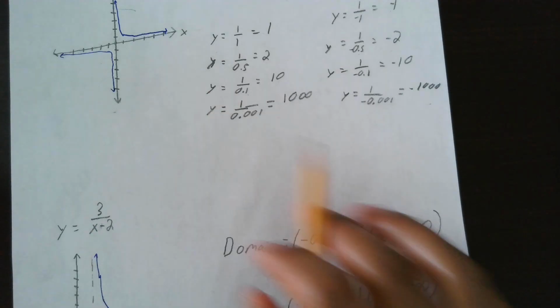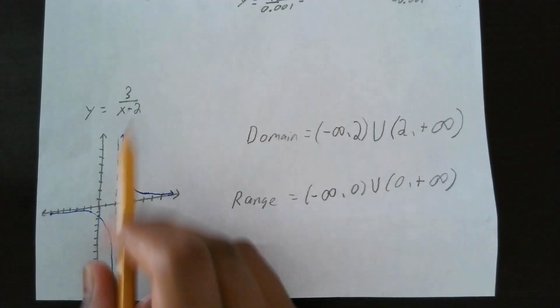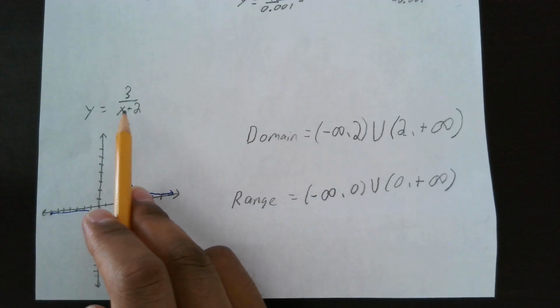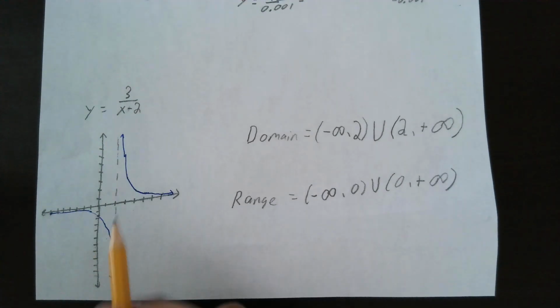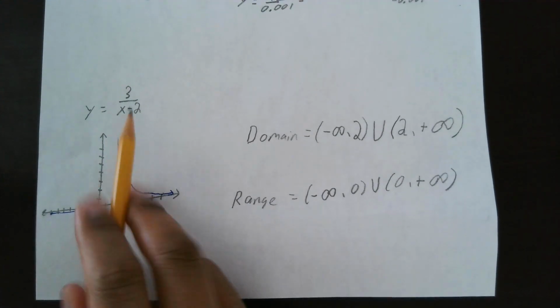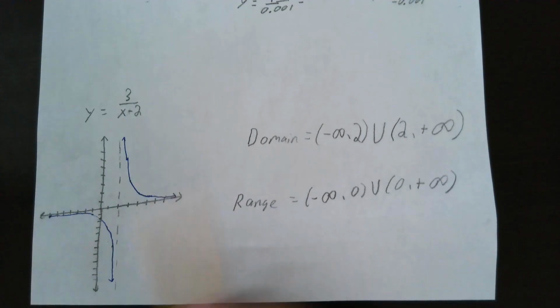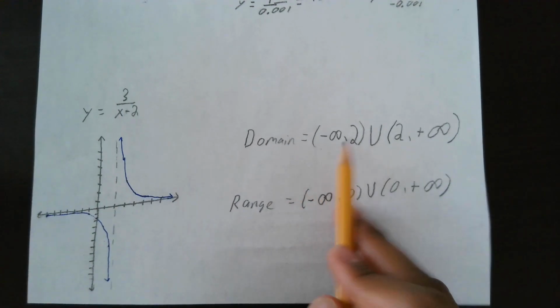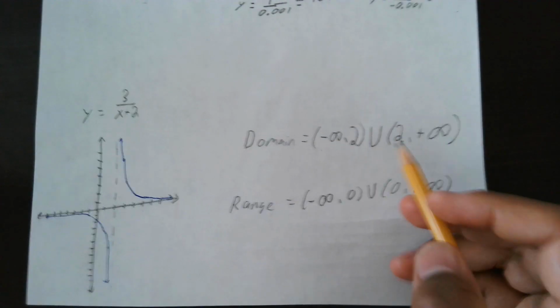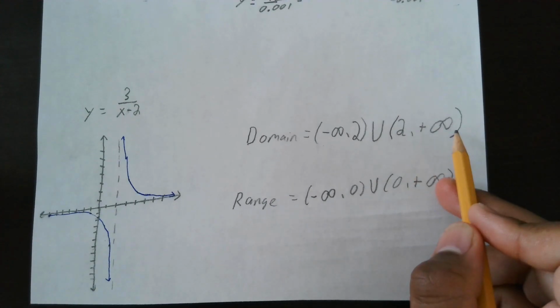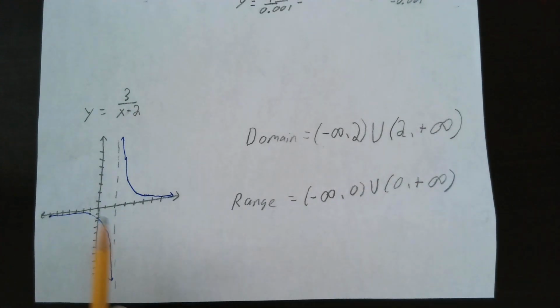Now let's look at another example here. We have y is equal to 3 over x minus 2. We can plug in any number that we want except for 2. So that means our domain goes from negative infinity to 2, or it can also be from 2 to positive infinity. And let's look at the range.